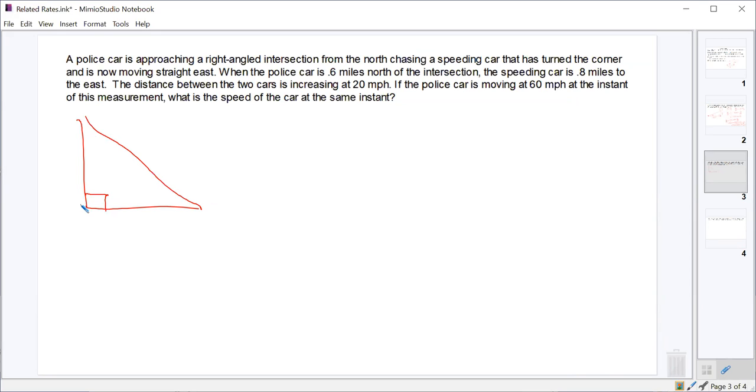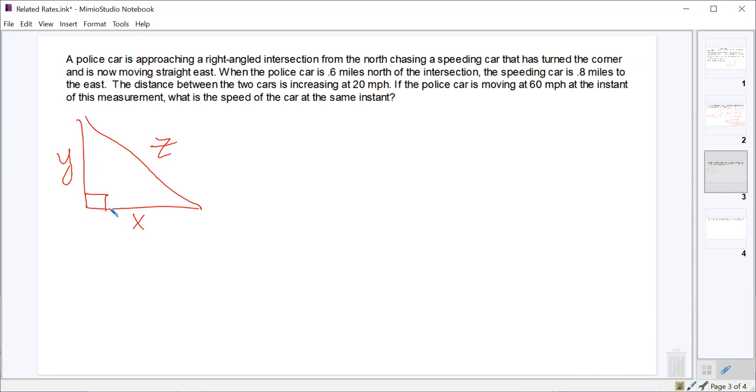The speed of the police car? Okay, the speed of the police car, right? But that's not a physical thing that I can draw on here, is it? Nah, it's not a physical quantity that could be labeled on this graph. So I just got to come up with the variables for all these, just out of habit. I'm going to call the horizontal one x, the vertical one y, and the hypotenuse z. Everybody good with that?